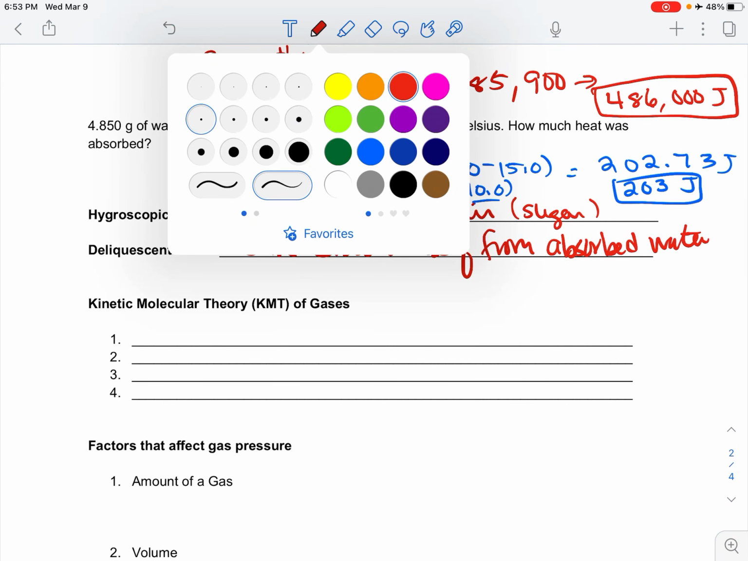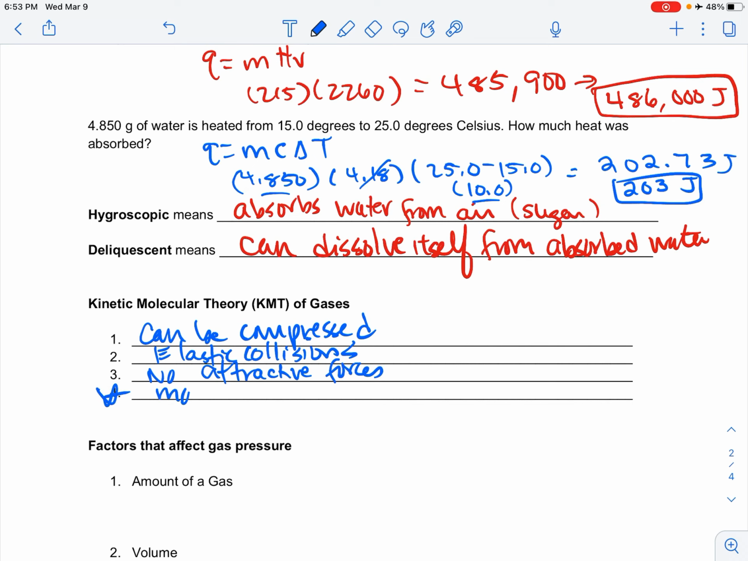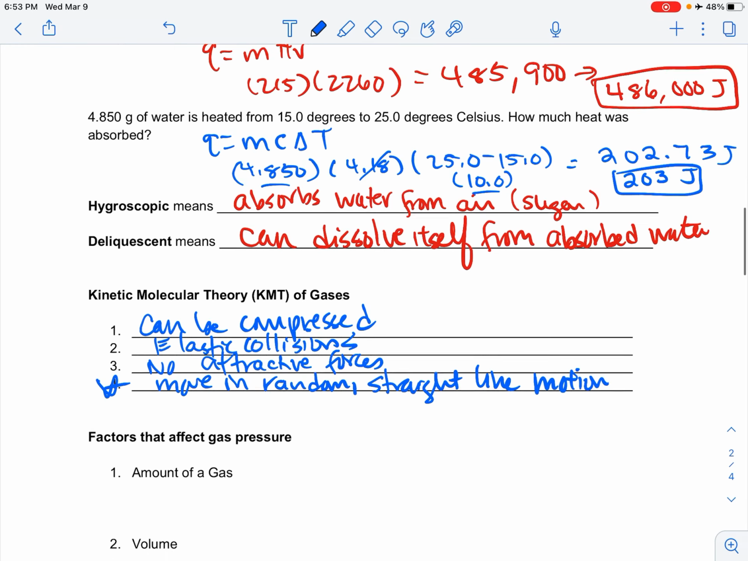Okay, specifically about gases, kinetic molecular theory. Gases can be compressed because they have lots of space in between. They have elastic collisions, meaning once they collide, they're not going to change forms of energy. They have no attractive forces. But the most important one that you should know is that they move in random straight line motion. That's probably the most important one you need to know.